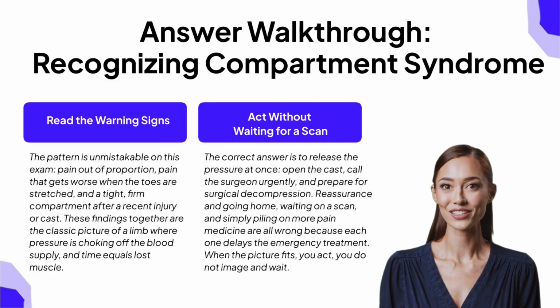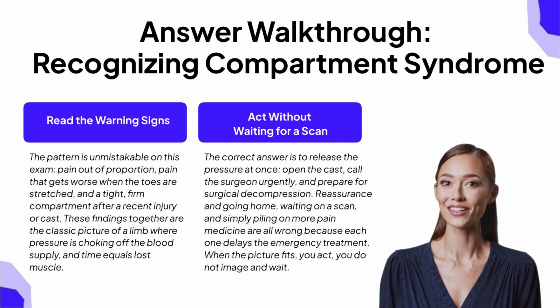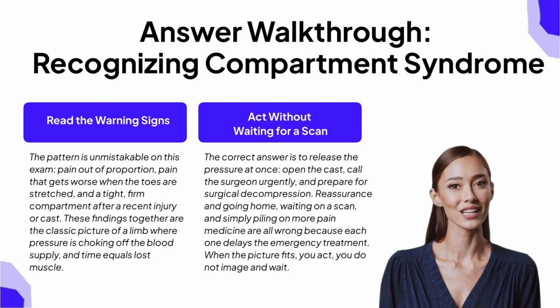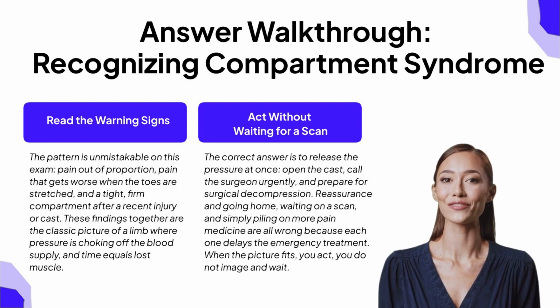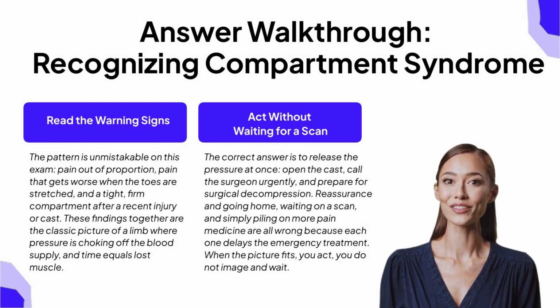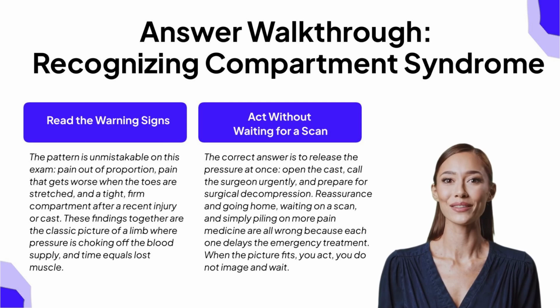This is compartment syndrome, and the exam wants to see if you recognize it and act. Read the warning signs. After a recent injury or a cast, you get pain out of proportion to the injury, pain that gets dramatically worse when the toes are passively stretched, and a compartment that feels tight and firm. Put those together, and you have a limb where rising pressure is choking off its own blood supply, and every minute of delay means more muscle lost. Now act without waiting for a scan.